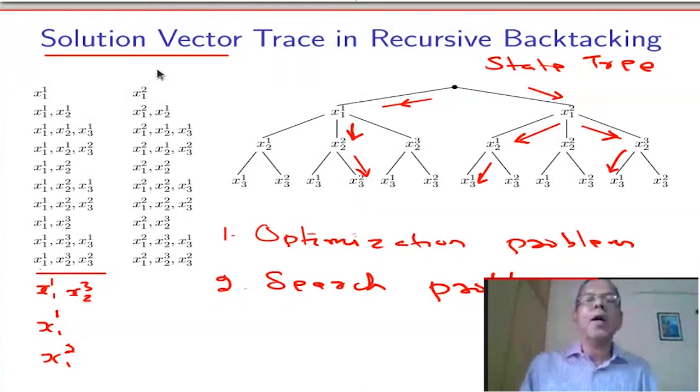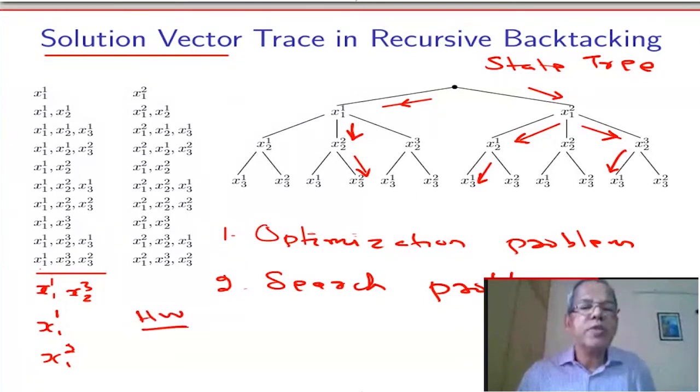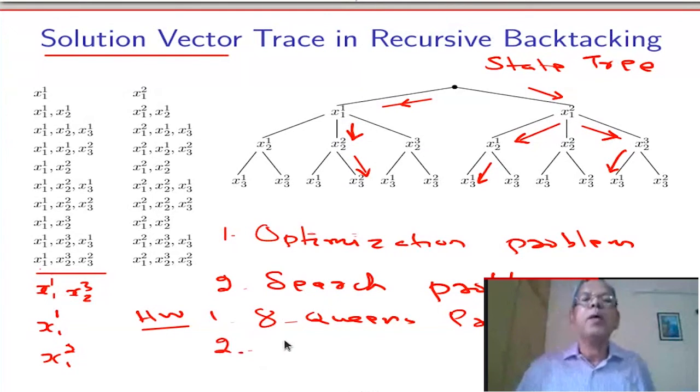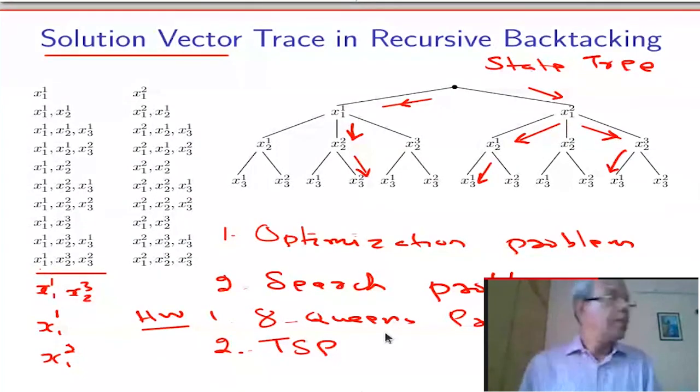That's all. Now maybe homework you should do. Number 1, use recursive backtracking to solve the 8 queens problem. Number 2, use recursive backtracking to solve the traveling salesman problem, TSP. I stop here.